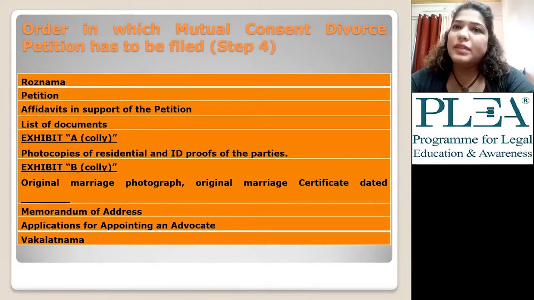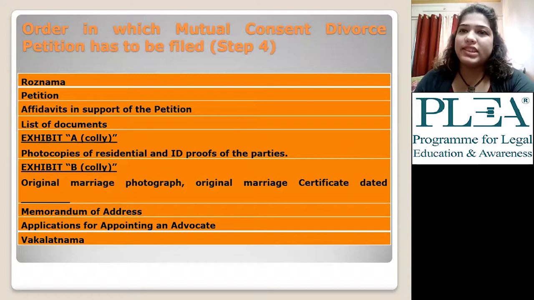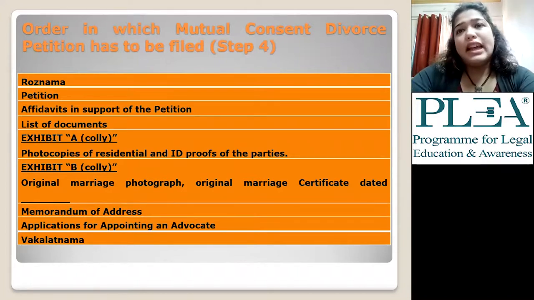Exhibit A is photocopies of the residential and ID proofs of the parties, like Aadhaar card, PAN card, whatever. And exhibit B is the original marriage photograph or the marriage certificate, if the marriage is registered, dated whichever date of the marriage. Then the memorandum of address, where you just have to specify your address in detail. Then the application for appointing an advocate.